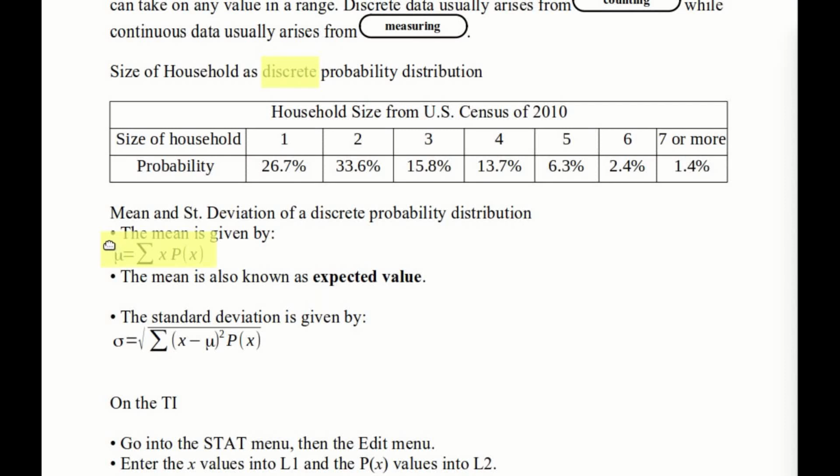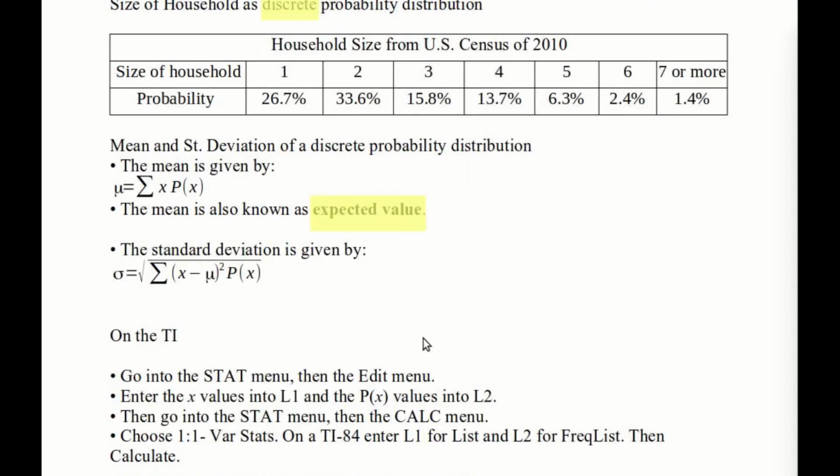Now, the mean also tells us our expected value. So if you're asked how many people would you expect to be in a household in the United States at the time of the 2010 census, you'd compute the mean. The standard deviation looks very similar too. It's simply saying to find that difference between each of the x values, each of those random variables, and the mean. Square that just like we did before, multiply that by the probability of that random variable, add all those up, and then take the square root. We have to take the square root to undo that squaring that we did.